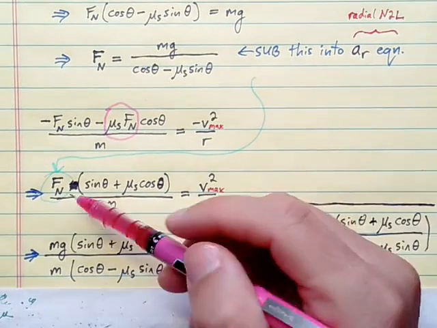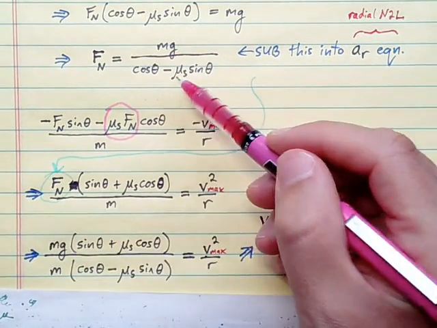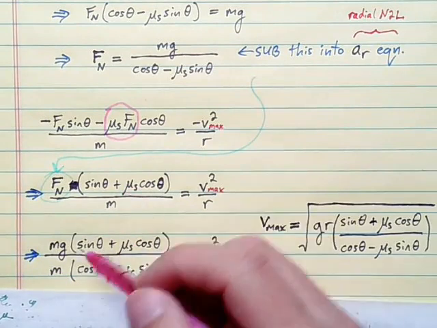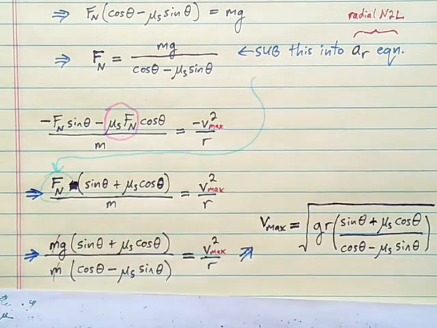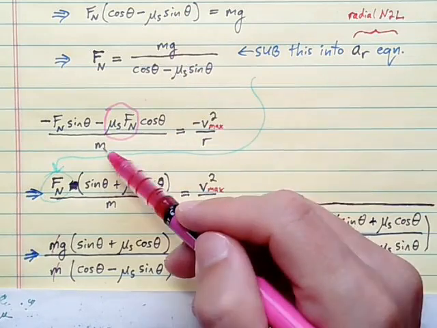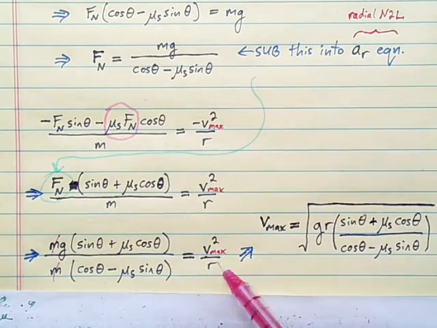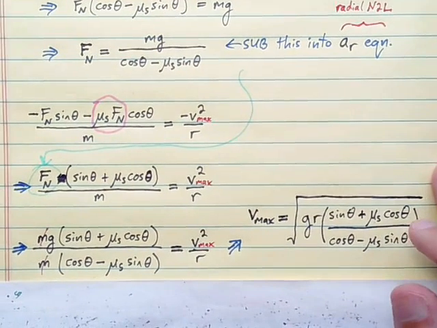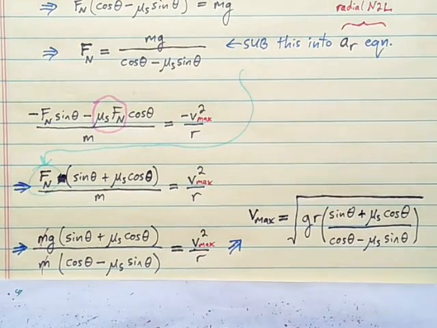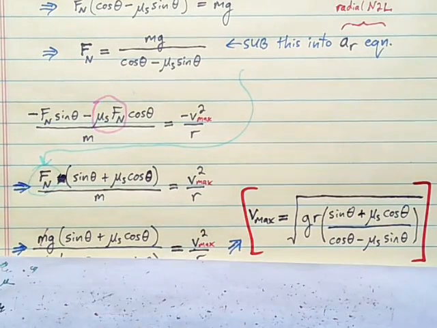So here we go. In for Fn goes mg up top and a cosine theta minus mu s sine theta in the denominator. So that gets us to this. I see that there's an m and an m that cancel out. That was this m here and that m right there canceling out. And we're ready to solve for the max. Just multiply both sides by r here, the radius of curvature, and then take the square root. And we've done it. We've got an expression.